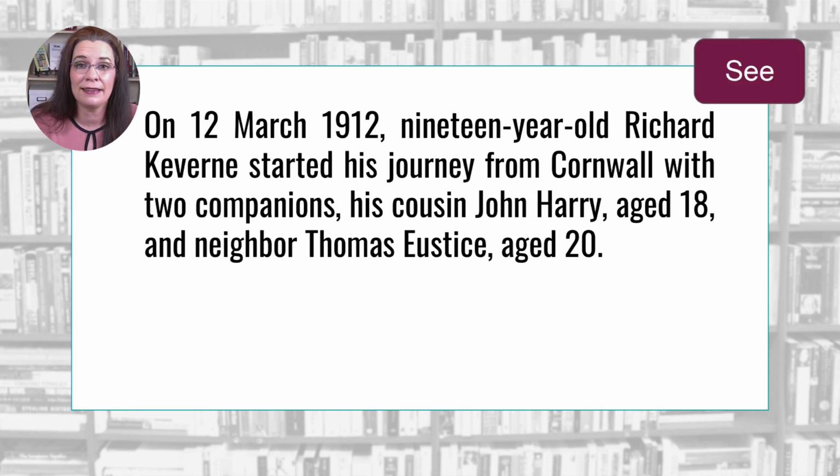So let's add some sights. On the 12th of March, 1912, 19-year-old Richard Keverin started his journey from Cornwall with two companions, his cousin John Harry, aged 18, and his neighbor John Eustace, aged 20. Now, I haven't added a lot of sensory sights, except for the fact that I've added two characters to the story and their relative ages. If you have a physical description of these men, adding them to your story would enhance your sense of sight, of seeing the people: dark hair, blonde hair, stout, slim, and so forth.